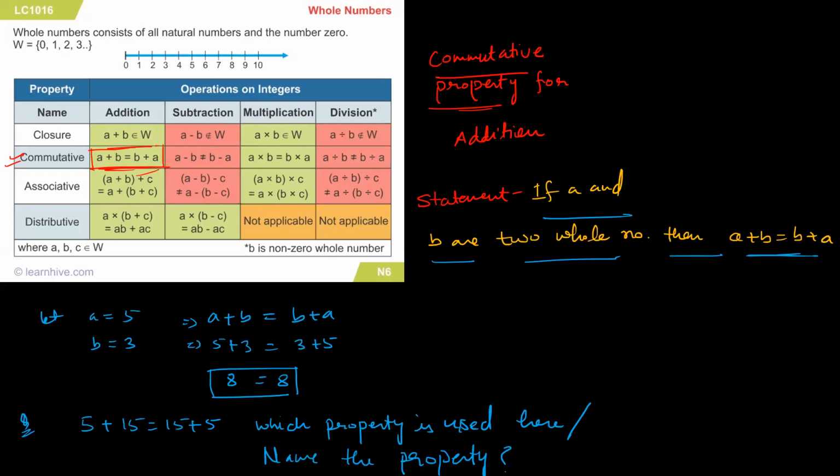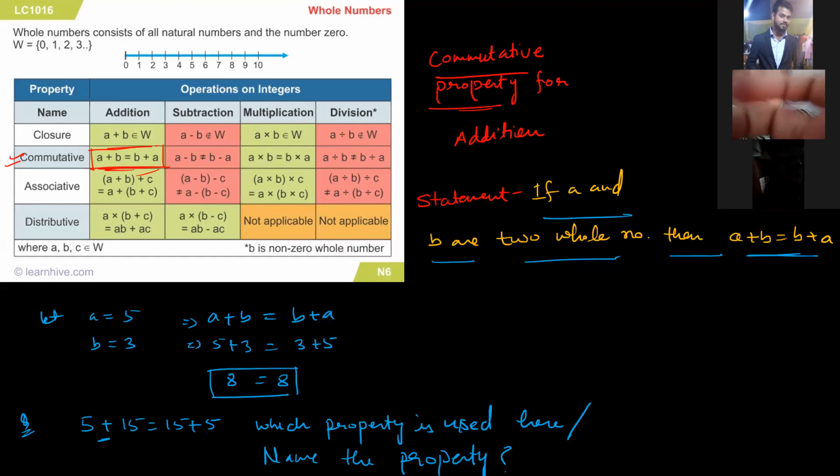No, if you will write commutative property, so you will get half marks. You have to write commutative property for addition. For addition, why? Because plus sign is there. Okay, so the right answer is commutative property for addition.